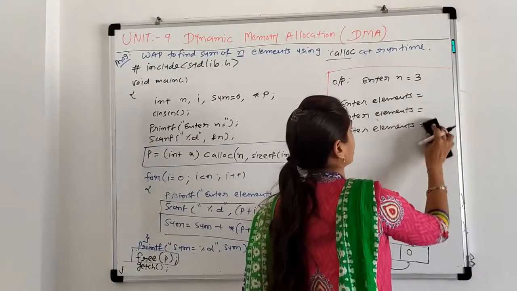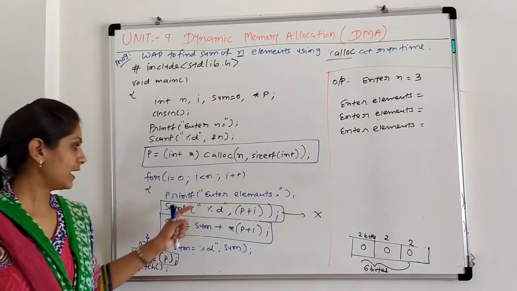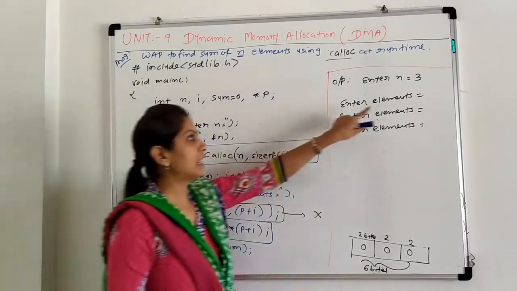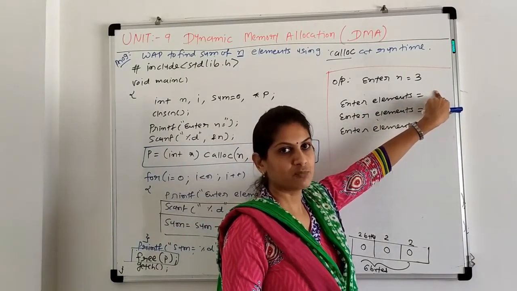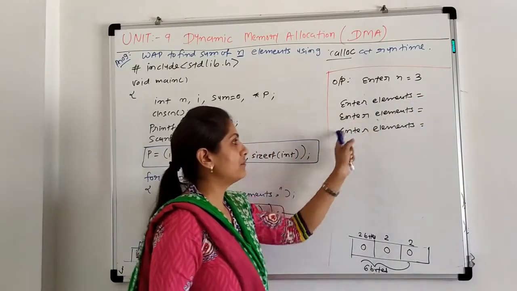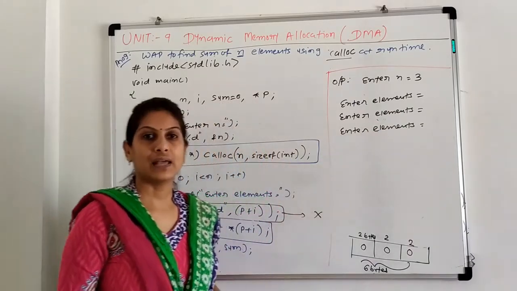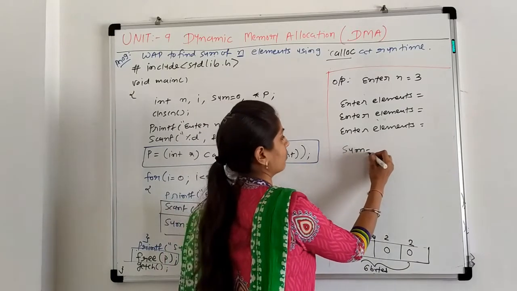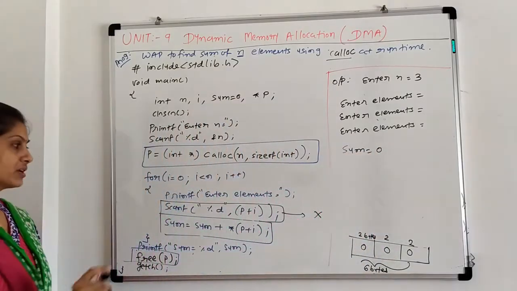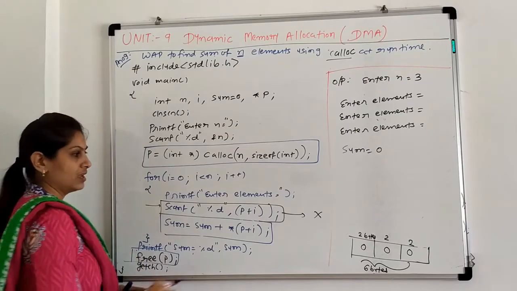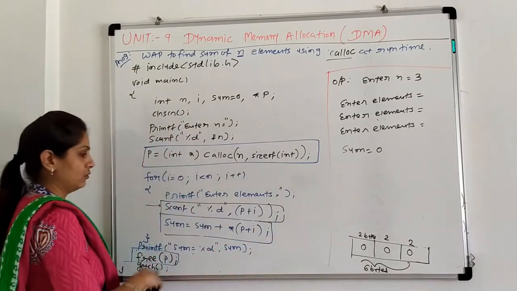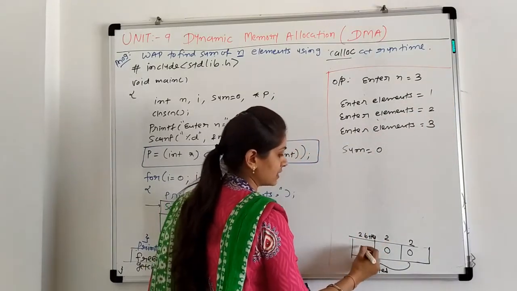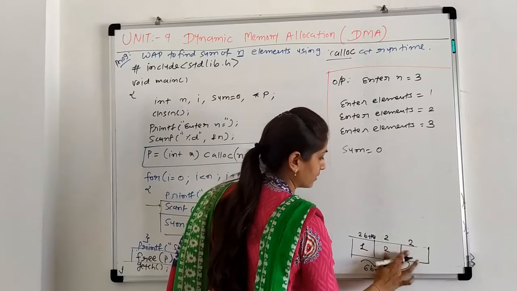Here scanf is not there, so only this line is there. Enter elements, then sum. So at enter elements, we are not entering any elements because scanf is not there. Then the default value is 0, so the answer is what? Sum equals 0. Clear? But now we are writing the scanf function. Scanf means input value. And what values are we inputting? 1, 2, 3. That means first is 1, second is 2, and third is 3.